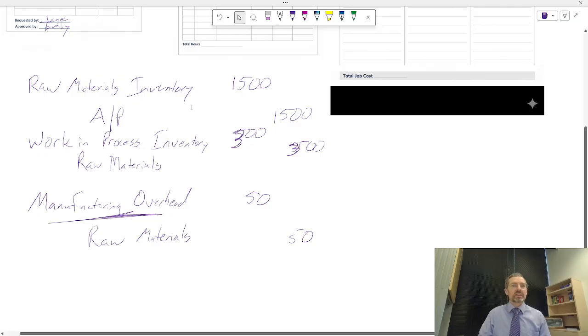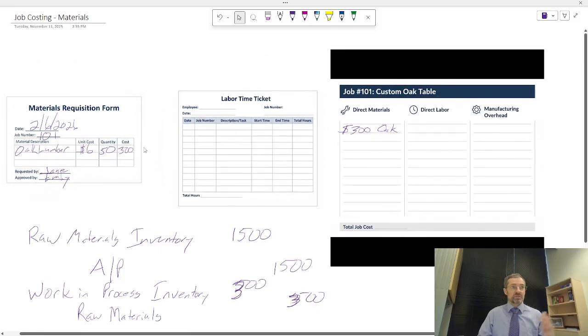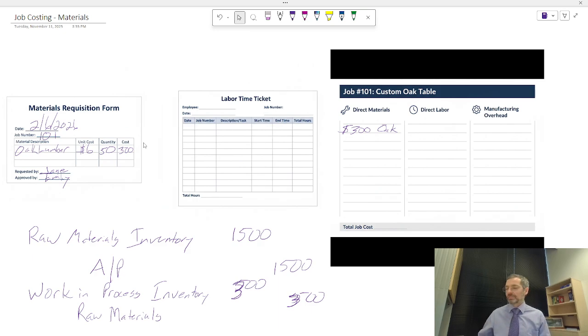So the other thing that we have to look at is, well, so Jane got the materials. Jane also worked on the project, and we had to pay Jane. So how do we track this? Jane might work on multiple things during the day. And she is going to fill out a labor time ticket at the end of her shift to say, this is what I worked on. And this is probably electronic as well, so everything is pretty much tracked by computers now, but it can be just a slip of paper as well.